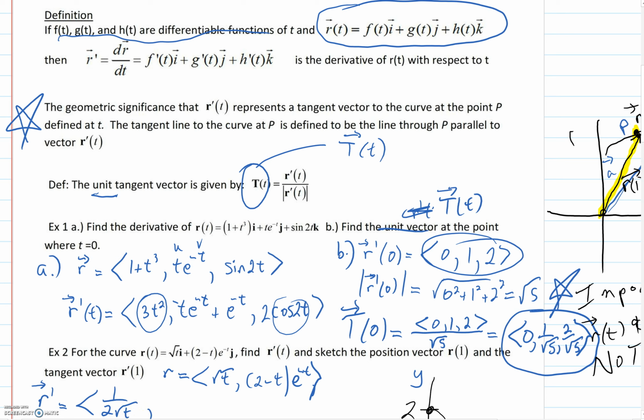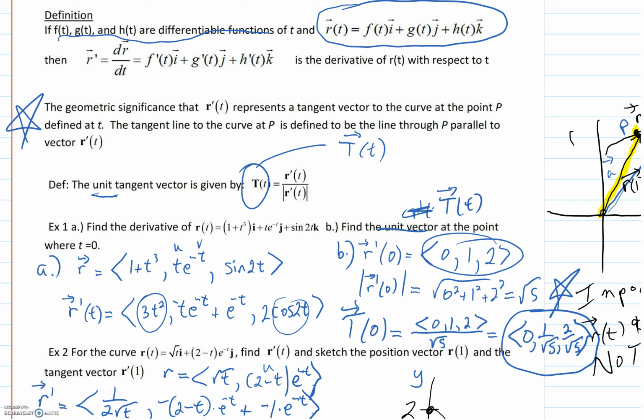For our y component, we're going to have to use the product rule. We'll have 2 minus t multiplied by the derivative of e to the negative t. Well, that's 2 minus t times e to the negative t, but the derivative of the inside, that negative t, is a negative 1. Then we'll take the derivative of the first part, the derivative of u. The derivative of 2 minus t is negative 1, and that's negative 1 times e to the negative t. So there is your derivative.